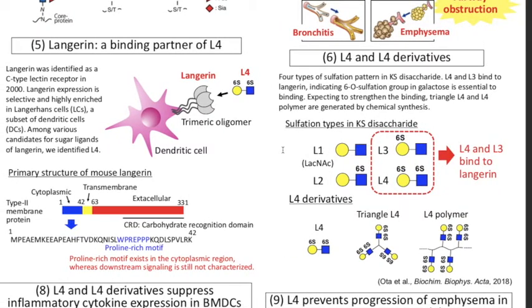Actually, keratan sulfate disaccharides have different sulfation patterns. Notably, we found L4 and L3 can bind to Langerin in an in vitro assay. Following this, to produce a more effective compound, we prepared L4 derivatives, for example, a triangle and a polymer form, by a chemical synthetic method.